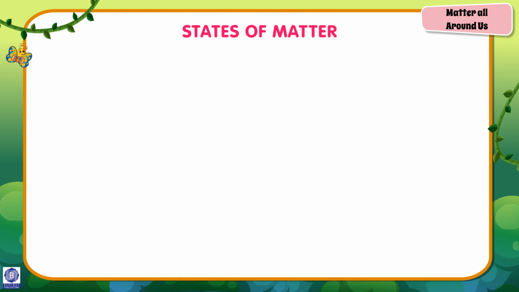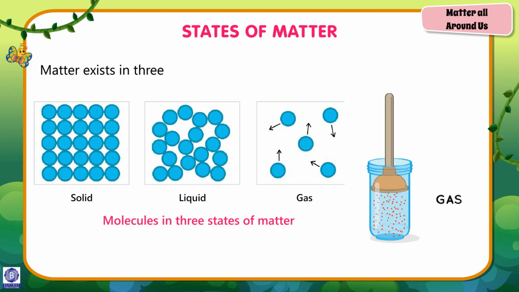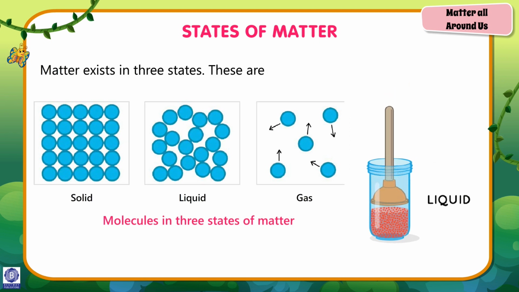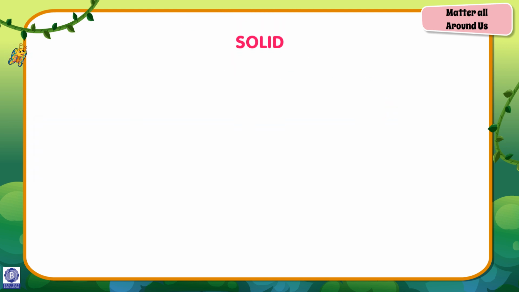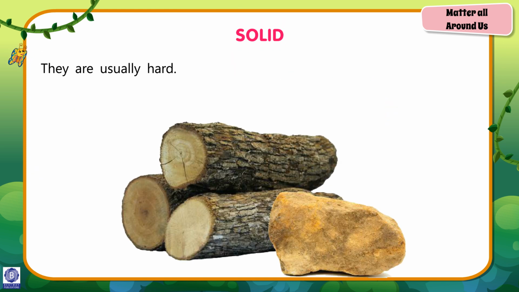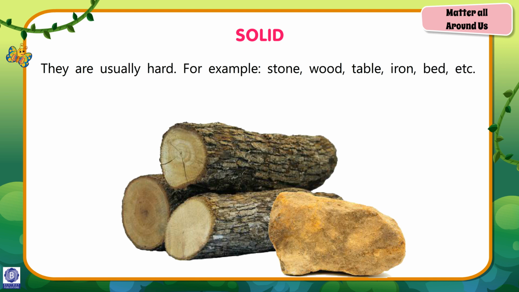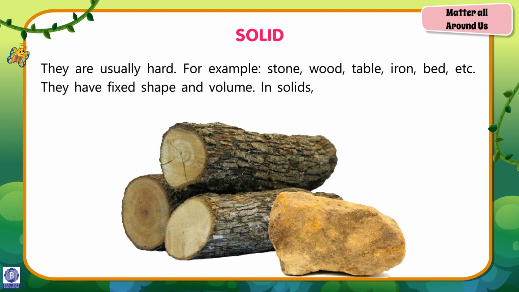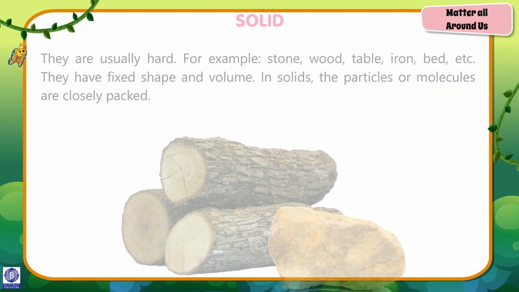States of matter. Matter exists in 3 states. These are solid, liquid, and gas. Solid. They are usually hard. For example, stone, wood, table, iron, bed, etc. They have fixed shape and volume. In solids, the particles or molecules are closely packed.